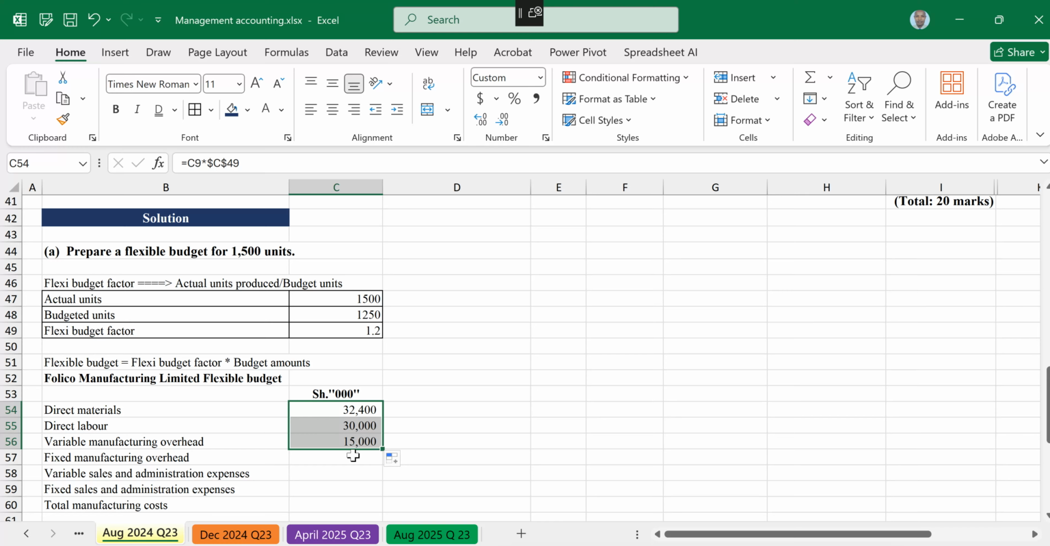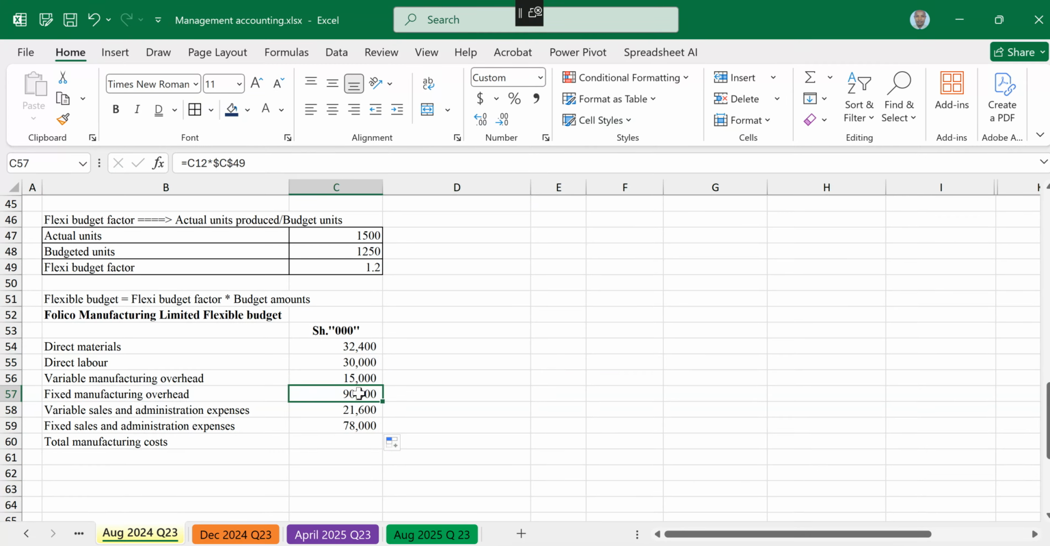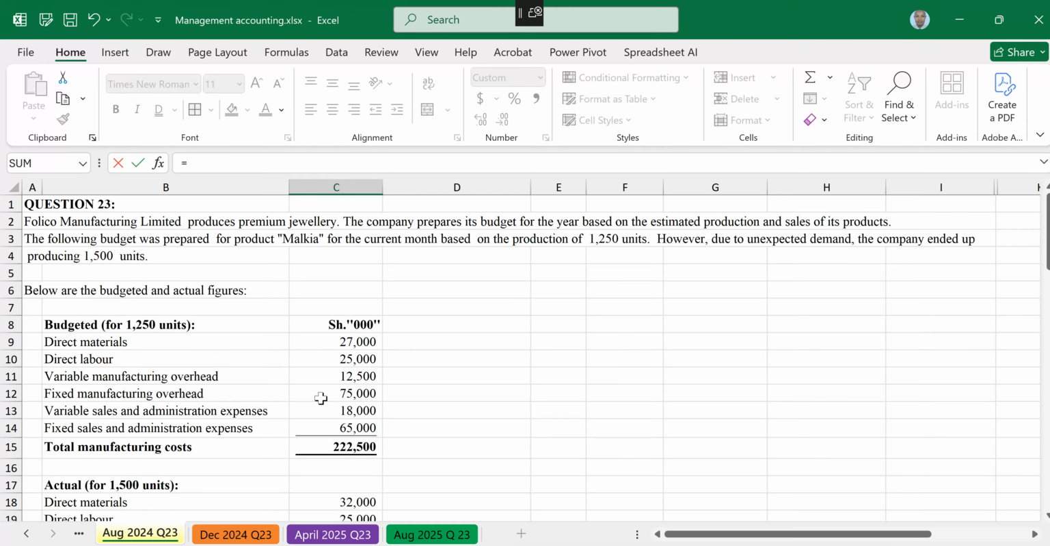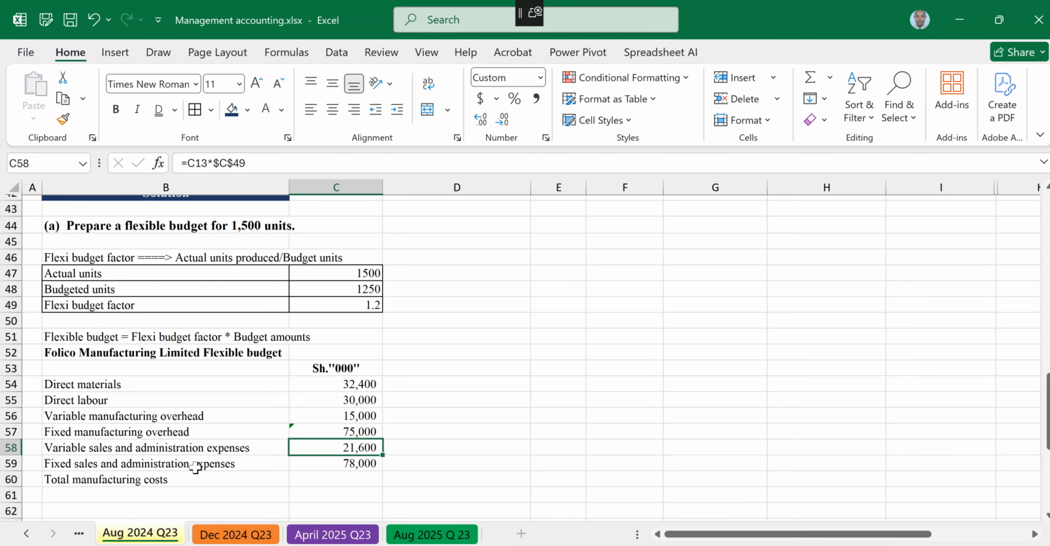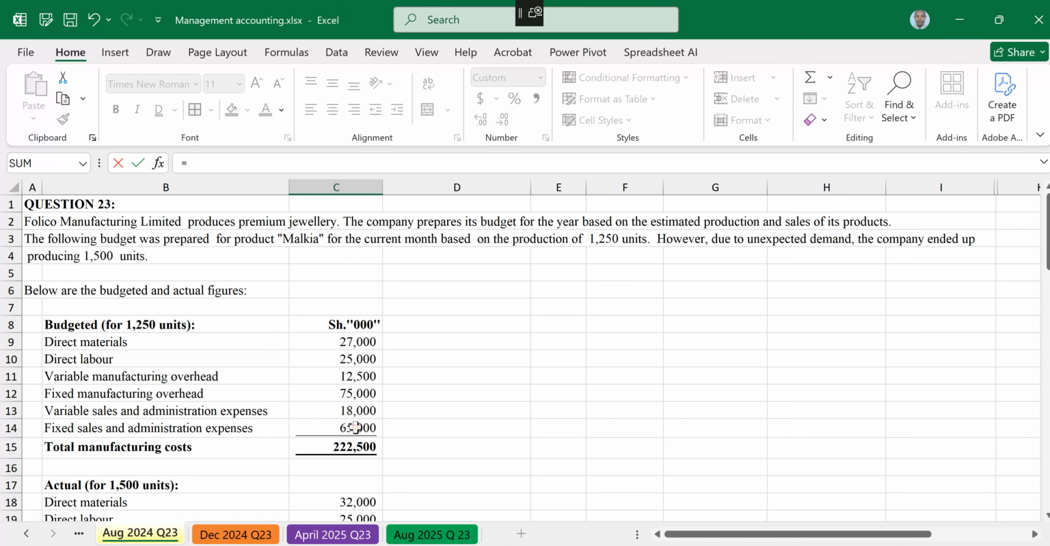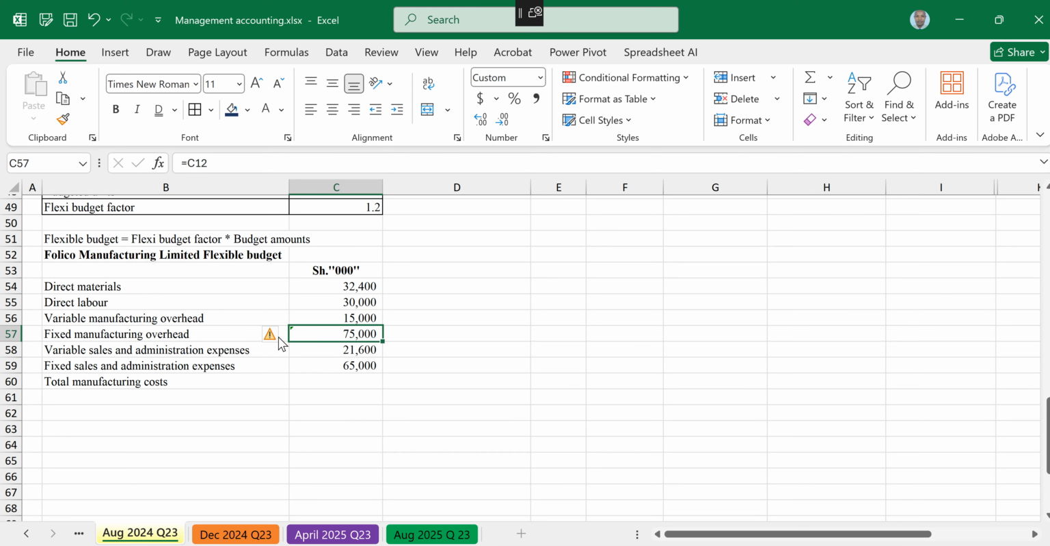Fixed is fixed. So for fixed, we don't do that. You can just copy all the way to fixed sales and distribution. You're going to change fixed because fixed doesn't change. So fixed manufacturing overheads will be equal sign, pick the one that was given. Fixed manufacturing overhead is 75. Enter. Also change the fixed sales and distribution, equal sign. Use the one that has been given here as 65,000. So 65,000 remains as it is. So that becomes our budget on the information that has been given.